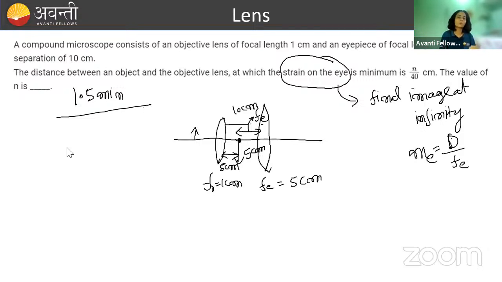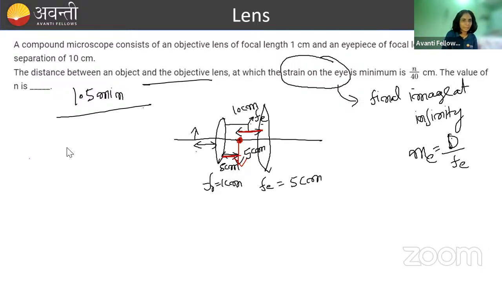So in the question, we don't need to go with approximation. Here, the image distance for the objective is already given, that we can see, and that is 5 centimeter. So we can calculate the object distance, because what we need to calculate is the distance between object and objective at which the strain on the eye is minimum. For the strain on the eye to be minimum, the final image is getting formed at infinity. This is only possible if the image getting formed by the objective is at the focal length of the eyepiece. And for that, this will become 5 centimeters. So this is also 5 centimeter.